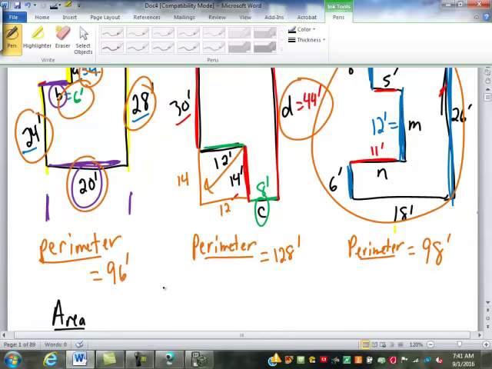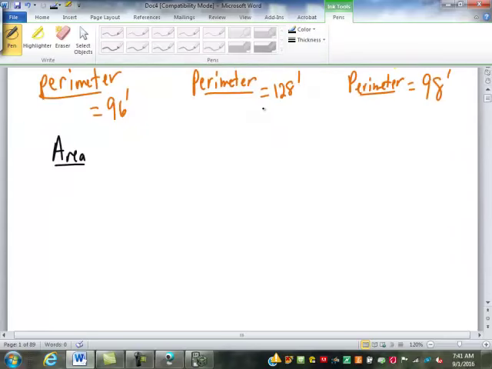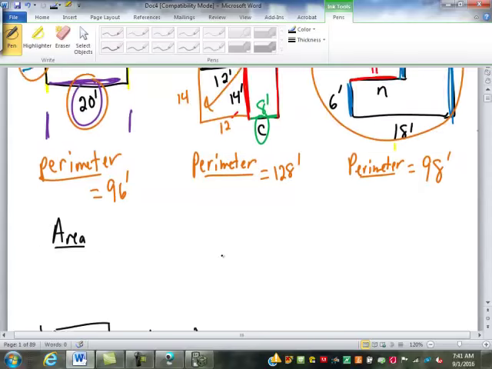Area would be found just by multiplying two dimensions together if I have a simple rectangle. Like if I just had 4 feet by 10 feet, the area is just going to be 4 feet times 10 feet, or 40 square feet. I'm not so worried about the units right now, but 40 would be what I'm looking for there.